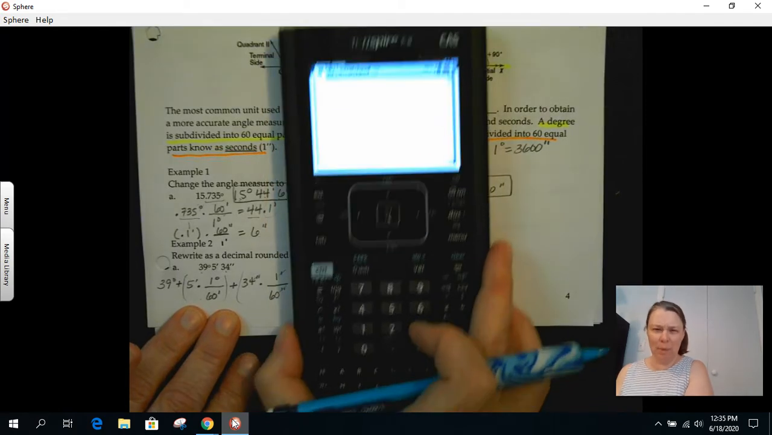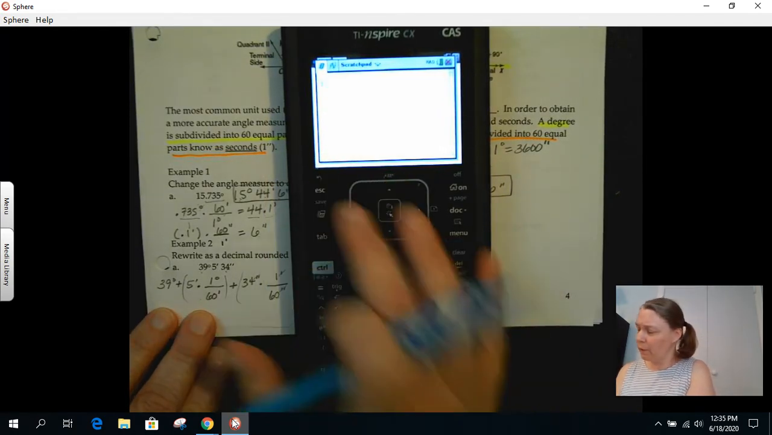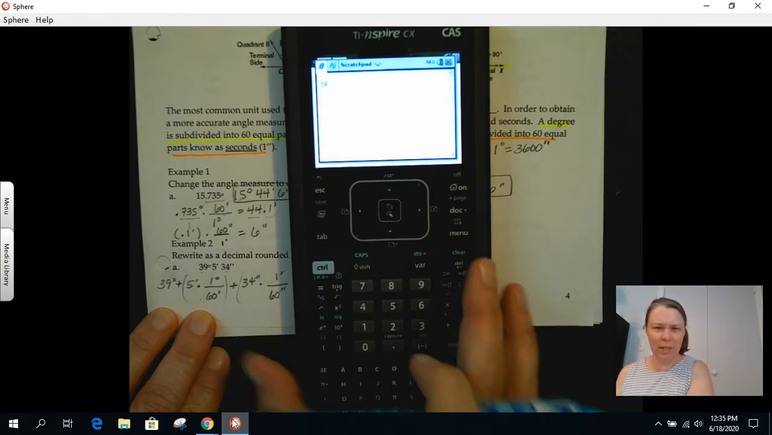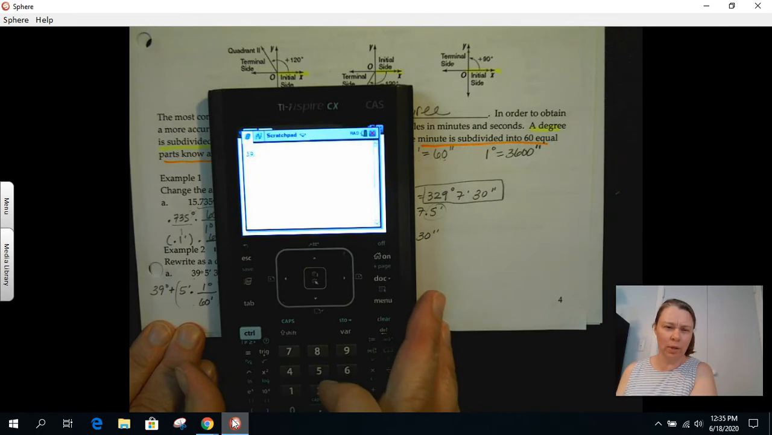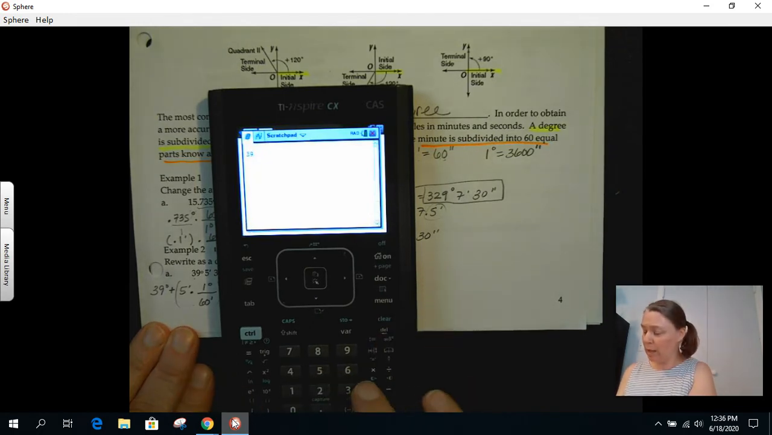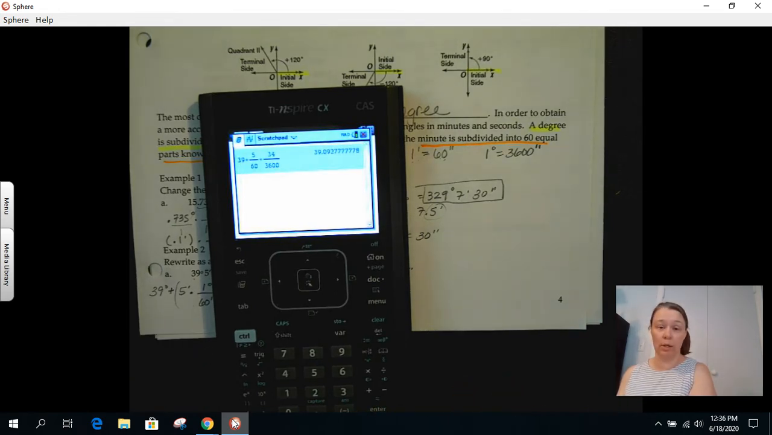So if I were using the Inspire, and let's hope I don't have a terrible glare. Can we see it? Okay, so there's the 39, and then plus, and you can do 5 times 1/60th, or you could just do 5 divided by 60, plus, and then what was it? 34 divided by 3,600. You can do it all in one shot. Now mine, if I hit enter, is probably just going to give me, oh no, it gave me the decimal. If it doesn't give you the decimal, just hit Control Enter.